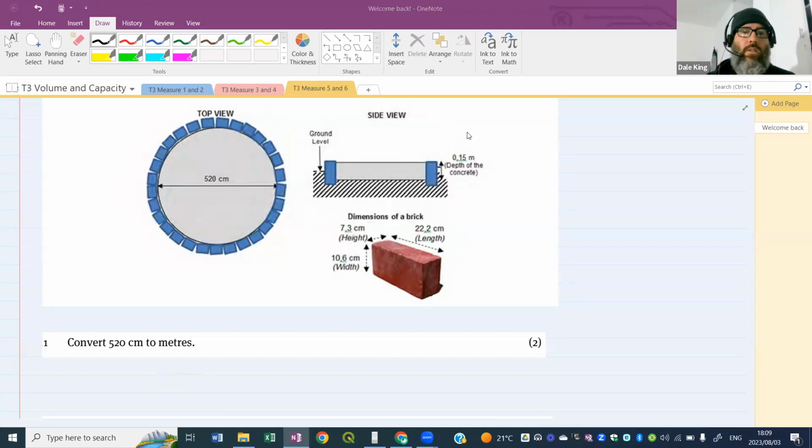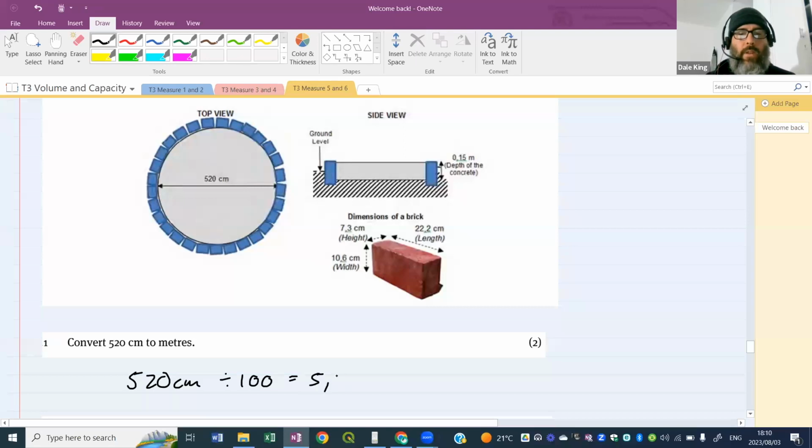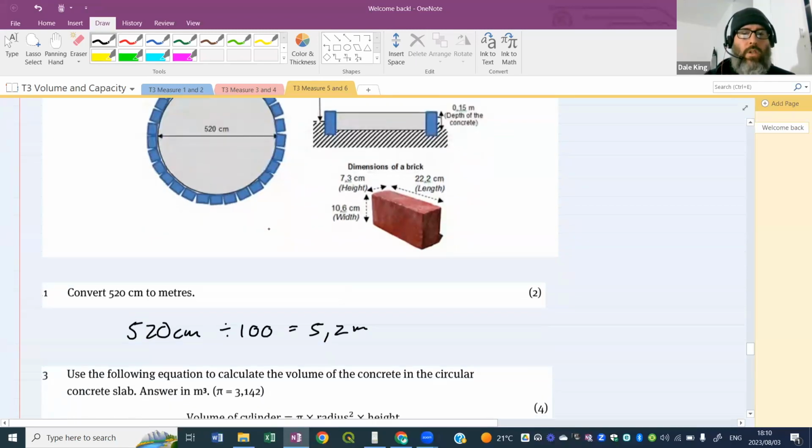Yes. All right, good. So 520 divided by 100, that gives us 5,2. So that dimension on the drawing is 5,2. All right, don't forget that. Moving on to the next question.